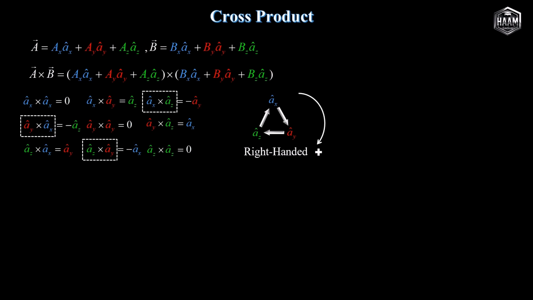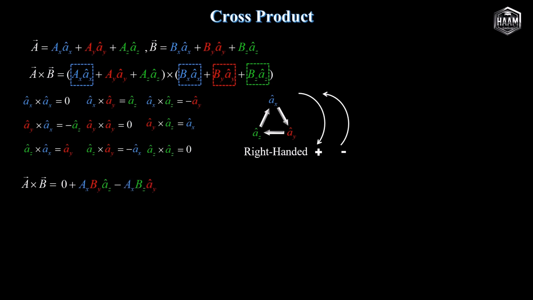Whereas evaluating against the arrow direction introduces a negative sign, as a hat sub y cross a hat sub x equals negative a hat sub z. A hat sub x cross a hat sub z equals negative a hat sub y. Moving counterclockwise introduces a negative sign. This right-handed orientation for vector cross products simplifies evaluating the expansion of the first component of vector A across all three components of vector B.